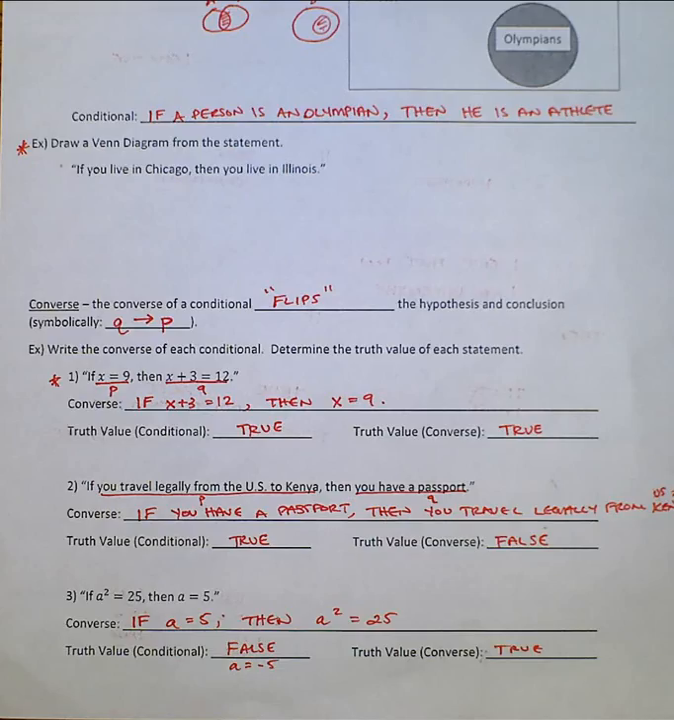Get used to that terminology. Make sure you can identify the hypothesis and the conclusion of a conditional statement. Make sure you can write a conditional statement based off of a simple sentence, and then make sure you can write a converse by flipping the hypothesis and the conclusion.